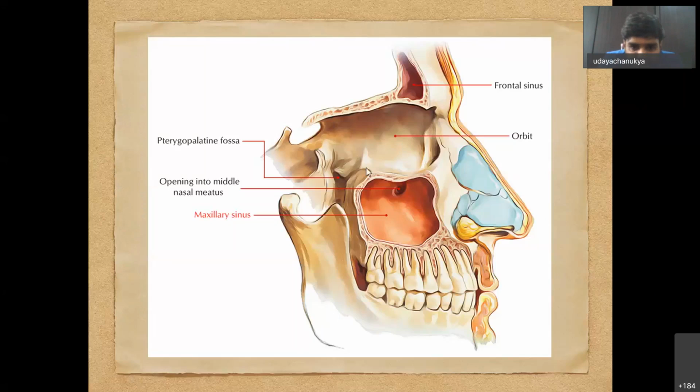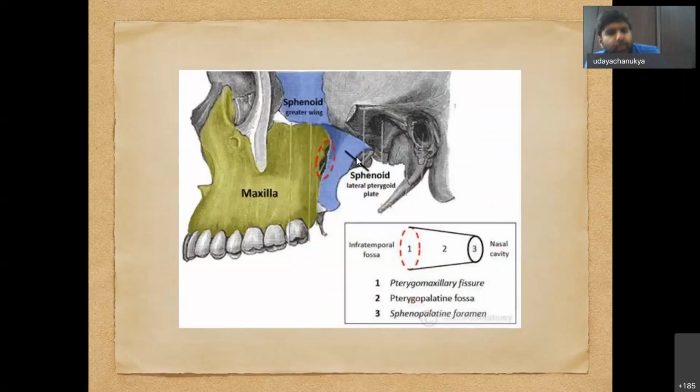This is the maxilla, the posterior wall of the maxilla. This is the pterygopalatine fossa. This is the posterior wall of the maxilla anteriorly, and this is the pterygoid plate posteriorly. I have collected two to three pictures so that we can have a better understanding. In this, this is the superior border, the greater wing of sphenoid, the lateral pterygoid plate posteriorly, anteriorly the maxilla, and this is the pterygopalatine fossa.